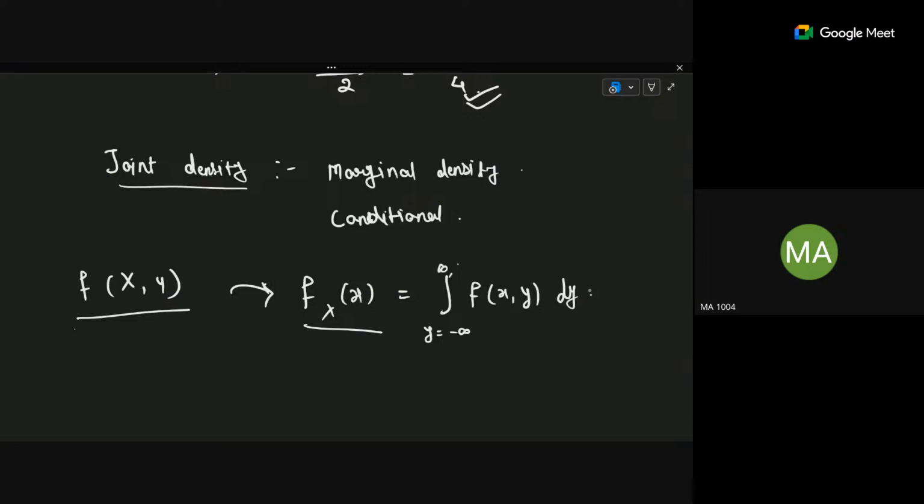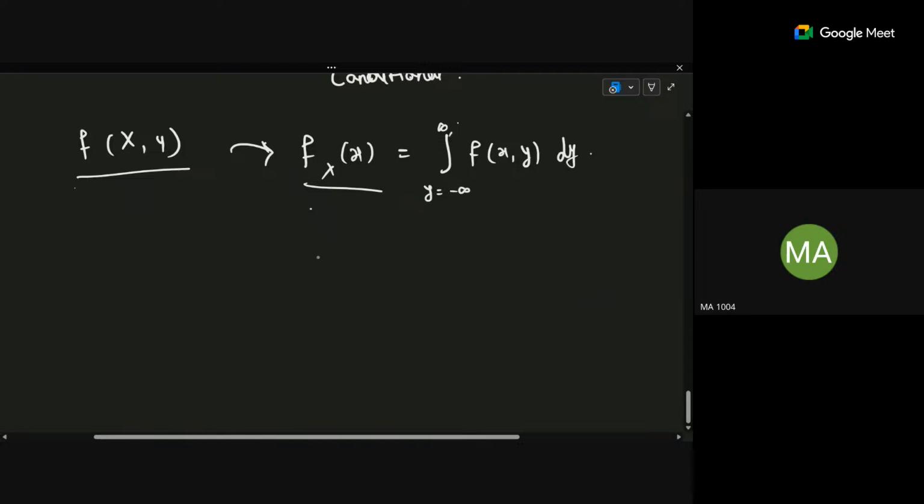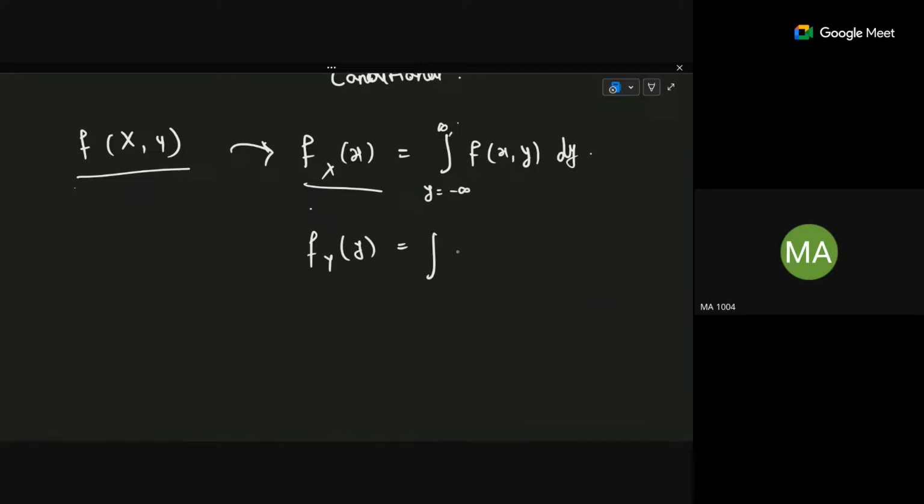So this will vary, or take all the possible values of y and fix x, and in this way we will be able to find out the probability or distribution of x alone. So this is called marginal distribution or marginal density. Fine. Similarly, there is another random variable y. For y, the marginal density will be just fix your y and vary your x over the whole region. That's it. Okay.